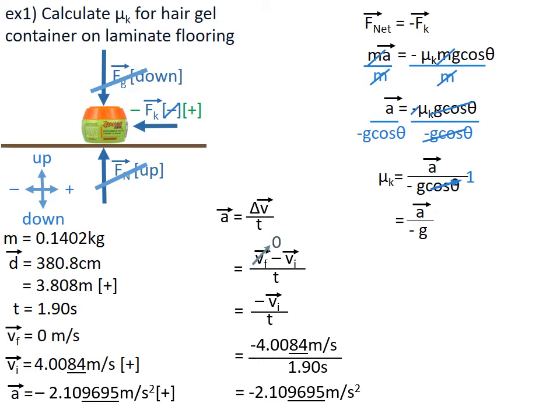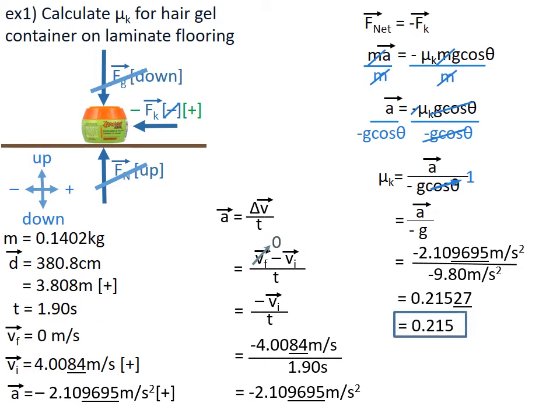I'm now good to finish the question off. So I will substitute in the value I found for acceleration into my numerator. I'll divide it by the negative value of gravity, so divide by negative 9.80 meters per second squared. And that gives me 0.21527, corrected to 3 significant figures, gives me a UK value of 0.215.